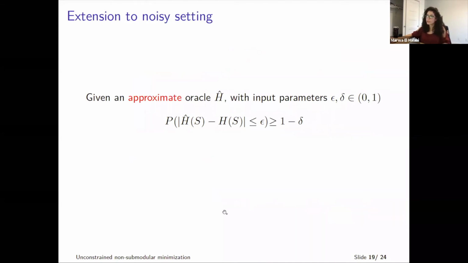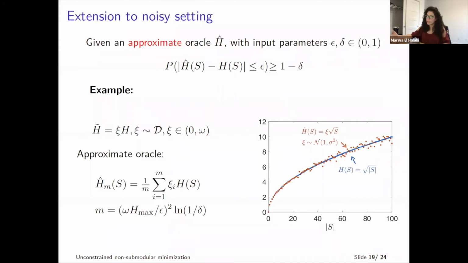Okay. Before I show some numerical examples, I just want to briefly go over the setting where we have some noise. This is coming back to the question of what I mean by noise. We're assuming that we have an approximate oracle h hat, which takes some input parameters epsilon and delta, and for any input set S it returns a value h hat of S which is within epsilon of the true value h of S, with probability greater than 1 minus delta.